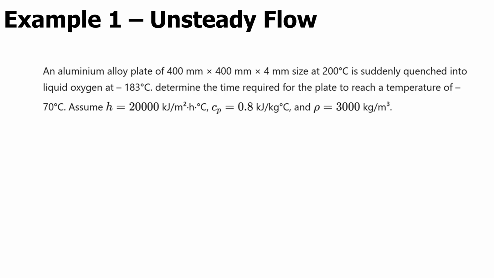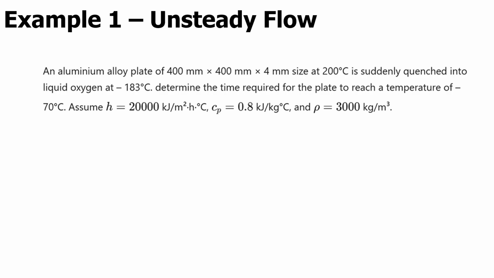Today, we'll be walking through an example problem to understand how to analyze the transient cooling of an object. Specifically, we'll be looking at an aluminium alloy plate that is suddenly quenched into liquid oxygen. This scenario is a classic example of unsteady heat flow, where the temperature of an object changes significantly over time. Here's the problem we'll tackle.